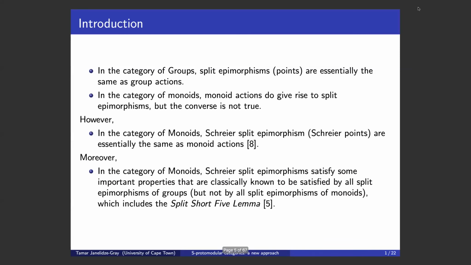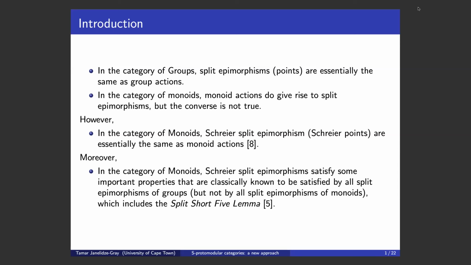Moreover, they've proved, together with Dominique Bourn, that in the category of monoids, Schreier split epimorphisms satisfy some of the important properties that are classically known to be satisfied by all split epimorphisms of groups, but they're not necessarily satisfied by all split epimorphisms of monoids. And among them is the very well-known split short five lemma.